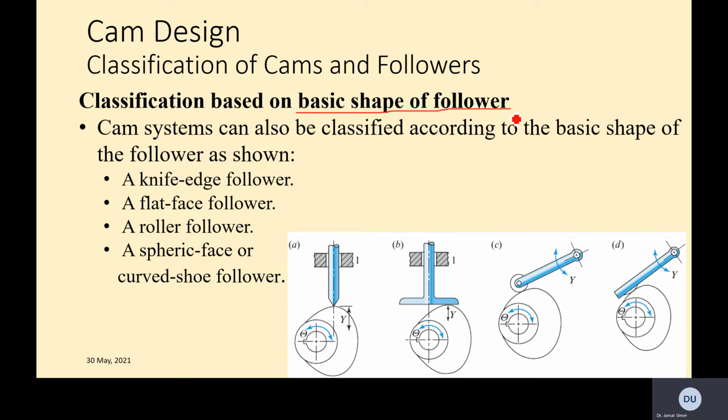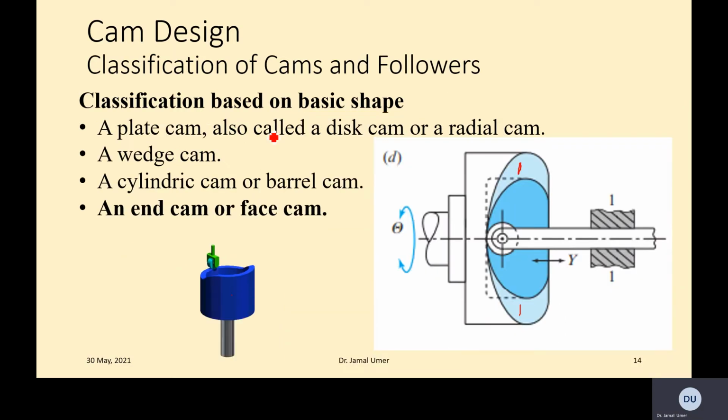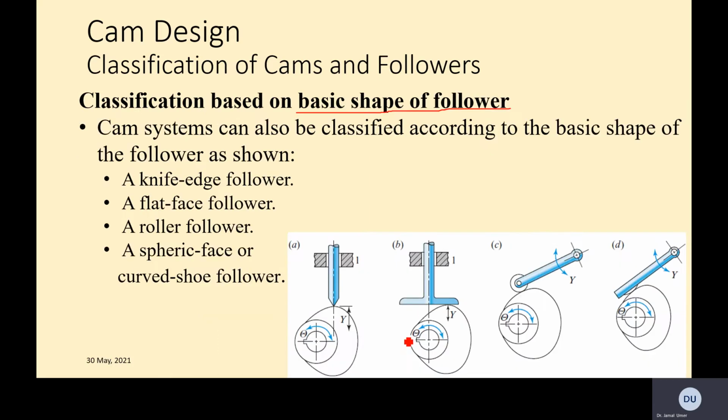So that was about cams. All these four classifications are based on the cam, and now we have four classification examples based on the basic shape of the follower. A very simple one is a knife edge, right? So this is a knife edge. It's like a sharp edge, that's why I call it a knife edge follower.